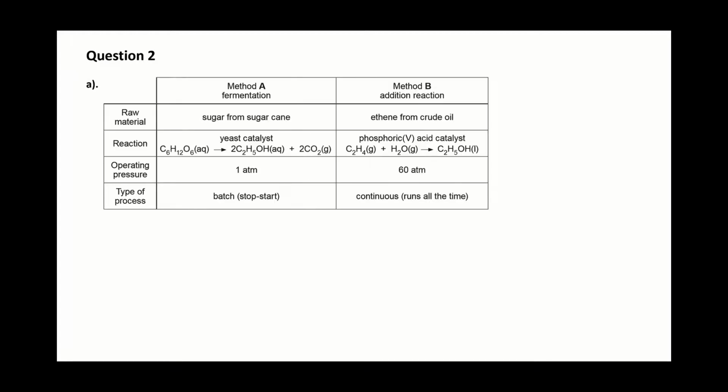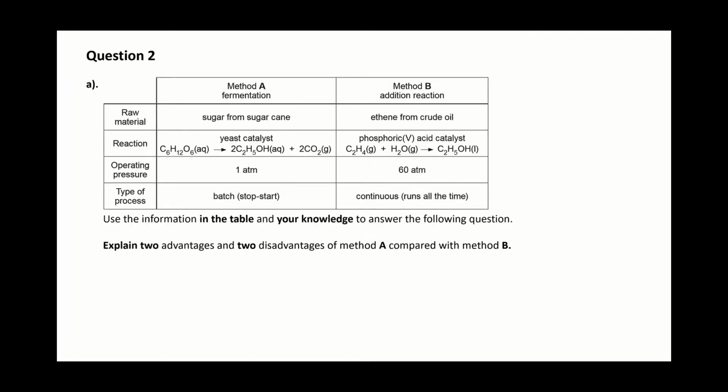So, moving on to question 2. What we have to do is, by looking at the following table and by using our own knowledge, come up with 2 advantages and disadvantages of method A in comparison to method B with the creation of ethanol, and we also have to explain them. So, one advantage we can see is that when we're using method A, we are using a much lower pressure of operation. What this means is that we are going to be using a lot less energy, and that means that the process overall will be cheaper.